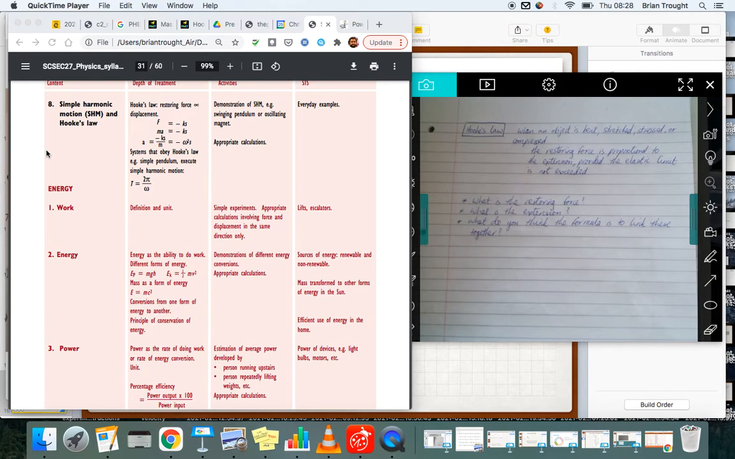This is the introductory video for simple harmonic motion and Hooke's law. We'll start with the syllabus, and what I'd like you to take note of is that the text here is black and not red. That indicates that it's for higher level students only.